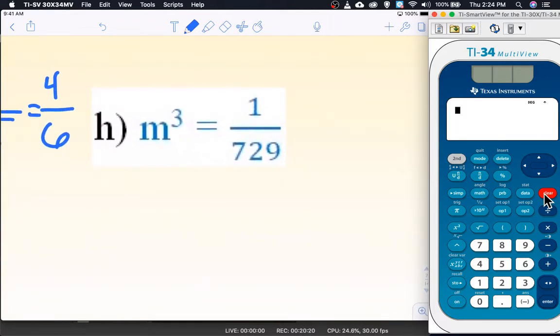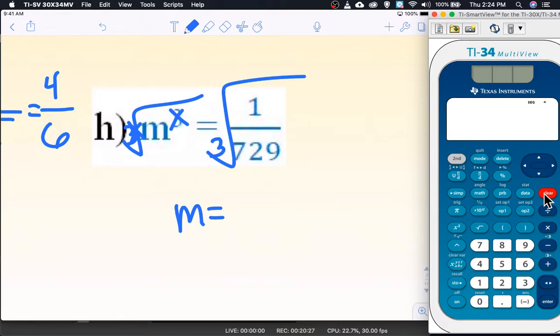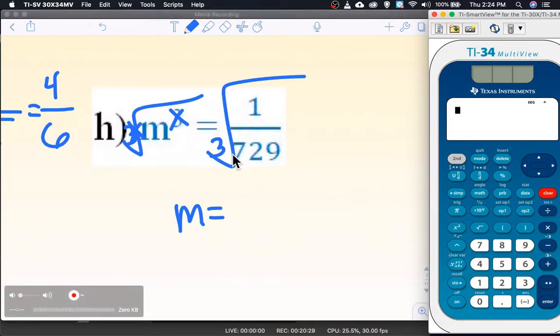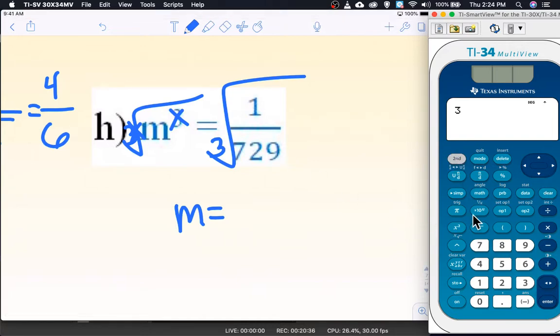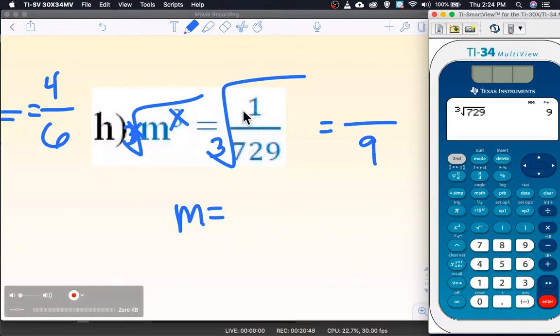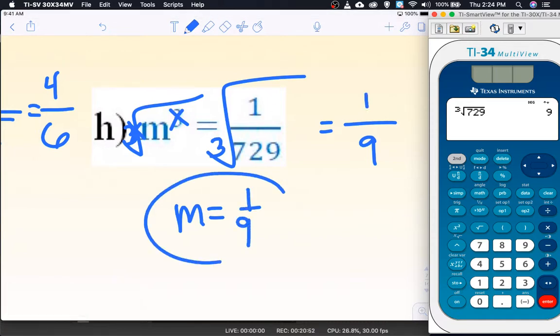Letter H, you cube rooted here, cancels. You cube rooted here, m equals... I don't know the cube root of 729 off the top of my head. I can take a guess, but I don't know it. So 3-second caret 729 is 9. Ooh, that would not have been my guess, actually. And I know the cube root of the top is 1. So this would give us the fraction 1/9.